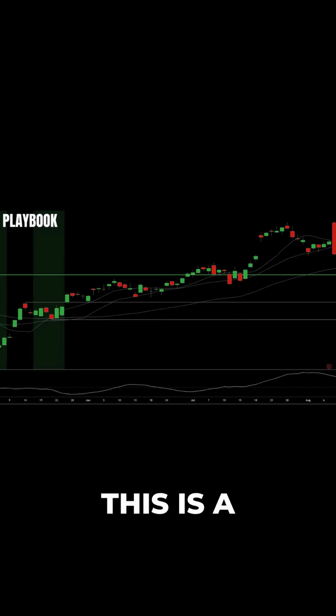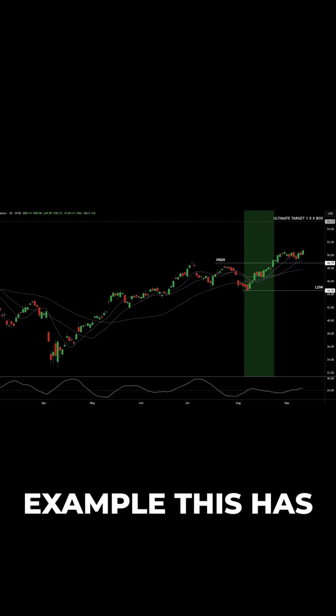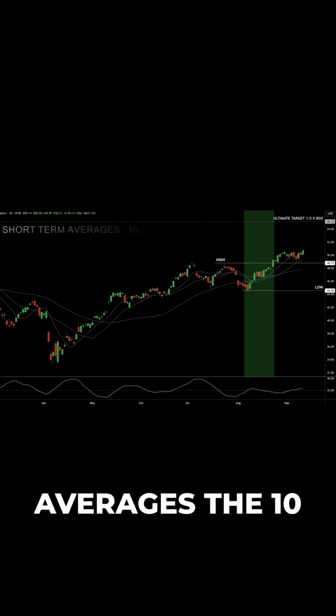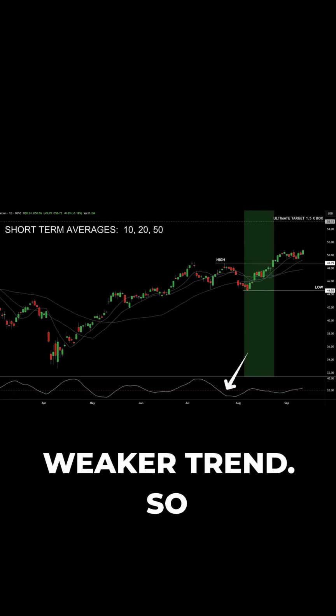Let's look at a few examples. This is a chart of Bank of America. And listen, I chose a less than perfect example. This has a compression of the shorter term averages, the 10, the 20, the 50. The ADX is below 20. It shows a weaker trend.